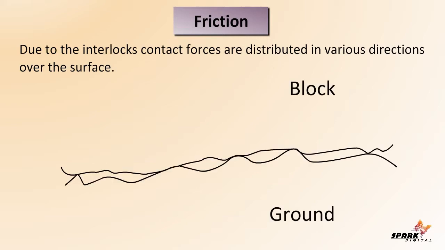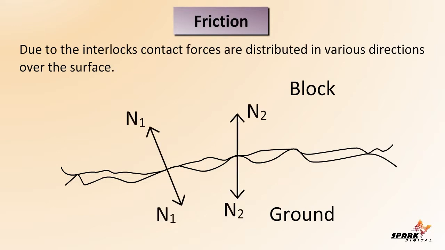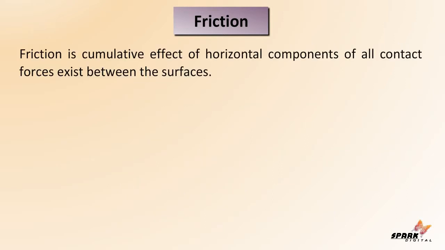Here two surfaces, the ground and the block, are in contact. Look at the contact forces like N1 and N2. It shows that contact forces are in different directions. We can resolve contact forces into two components, horizontal and vertical. The vertical components add up and balance the weight of the body. The summation of horizontal components is defined as friction. Thus, friction is the cumulative effect of horizontal components of all contact forces existing between the surfaces.